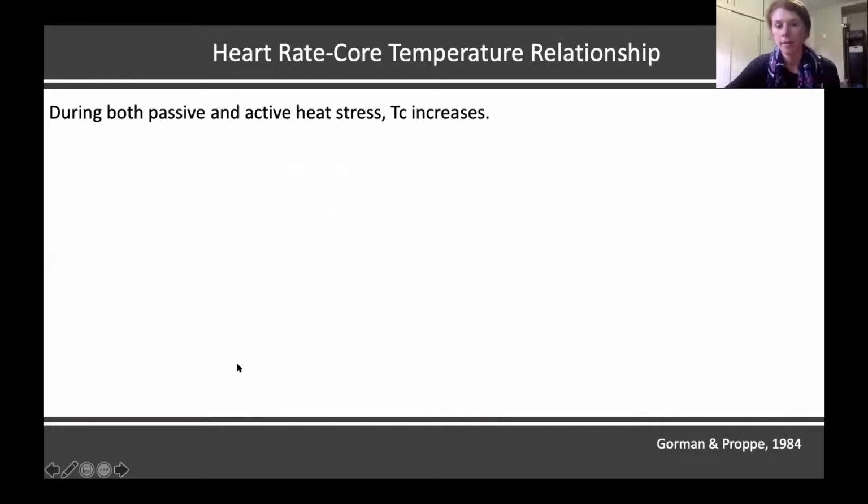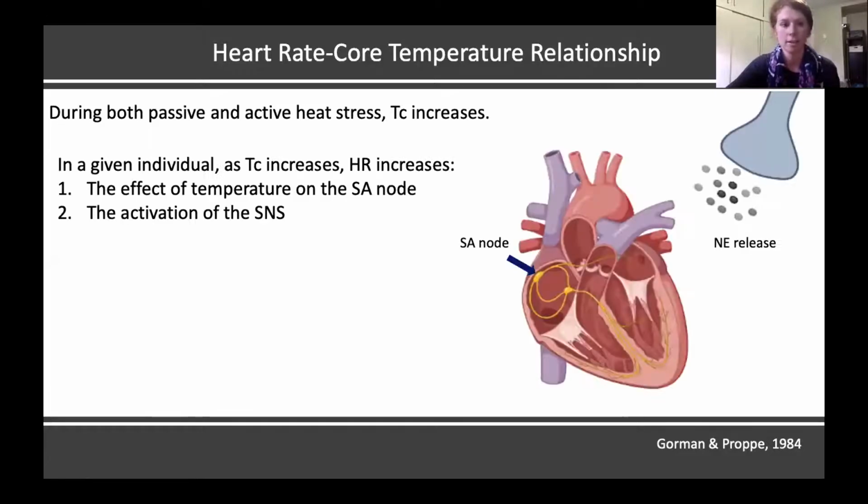So we know that we'll have increases in core temperature, whether we're exposed to passive or active heat stress. And in a given individual, as their core temperature increases, their heart rate is also going to increase. And that's due to two mechanisms. First, we have the effect of temperature on our SA node. Our SA node is very sensitive to changes in temperature, so as it heats up, it's going to increase its firing rate and increase heart rate through that mechanism. And then we also have the activation of the sympathetic nervous system, so we'll have an increase in norepinephrine release, binding to our beta-1 receptors and increasing heart rate.